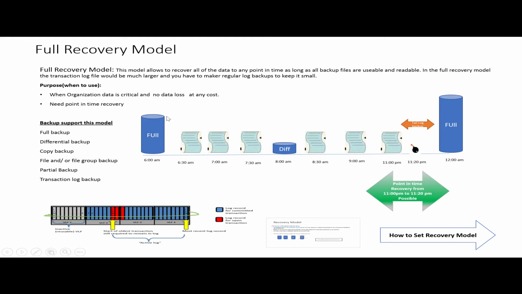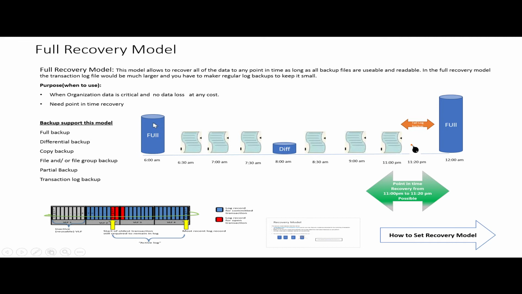Why are we using this recovery model? If the organization data is very critical and the organization cannot afford the data loss at any cost, then we have to choose a full recovery model. And also if the organization needs point in time recovery, then it's the time to choose the full recovery model. The full recovery model supports all types of backups available in SQL Server, like full backups, differential backup, copy backups, file group backups, partial backup, and transaction log backups.